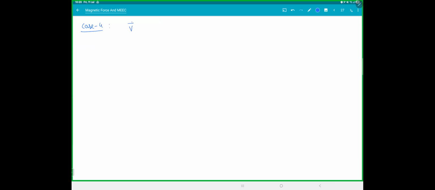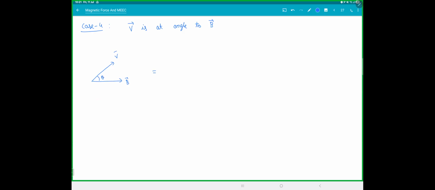What if V bar is at an angle to B bar? X, Y, Z. Or let me just show you first normally. So let's say we have velocity V like this and B bar horizontally at an angle theta. So how do we deal with this?